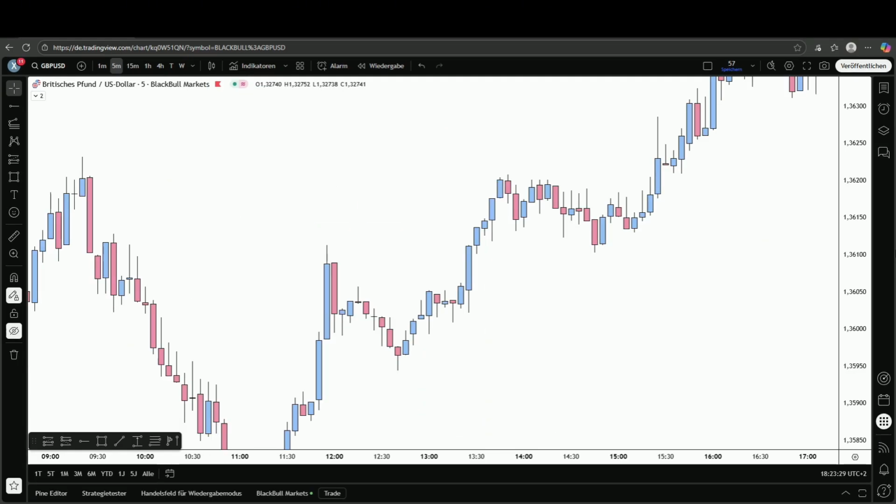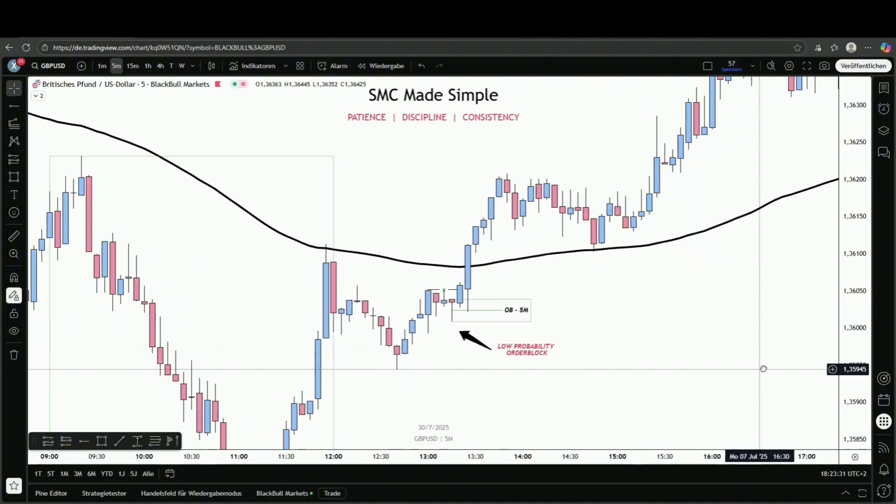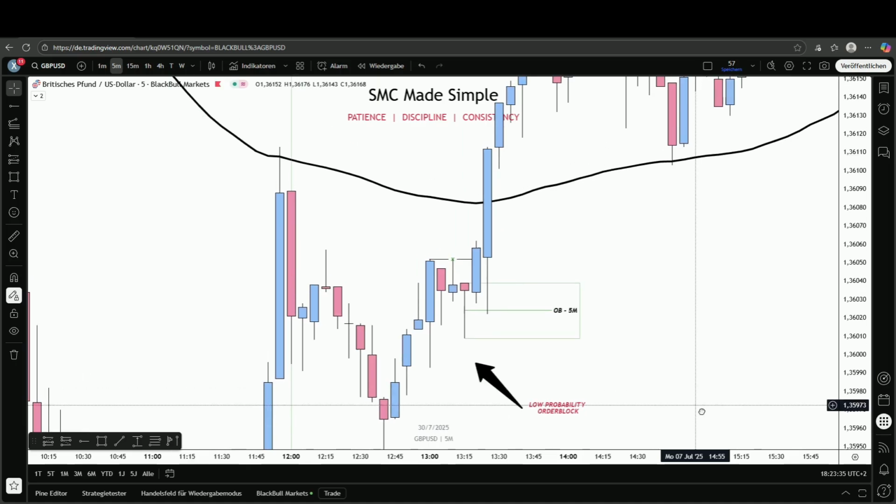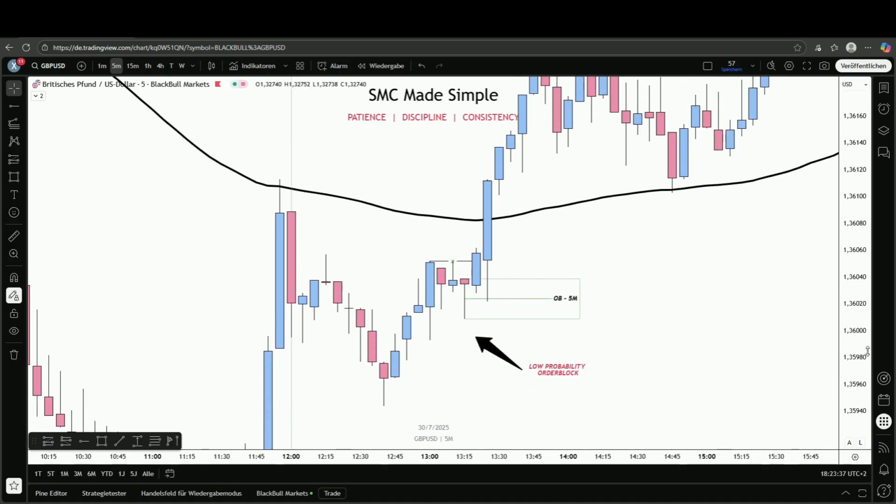This first one is what I call a low probability order block. It's technically valid, price returns to the zone and reacts, but there's a problem. The wick is way too big. Personally, I don't like trading OBs that have long wicks like this. It usually means there was a lot of indecision or volatility inside that candle. Even though this setup might still work, I would either skip it entirely or risk way less than usual. The cleaner the order block, the more confident I am, and this one just doesn't give me enough structure or confidence to size in aggressively.